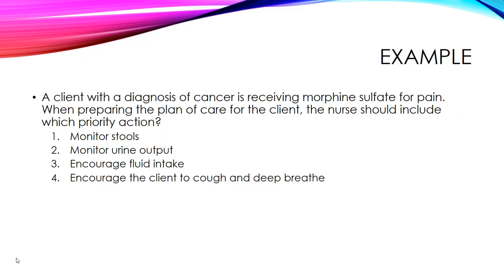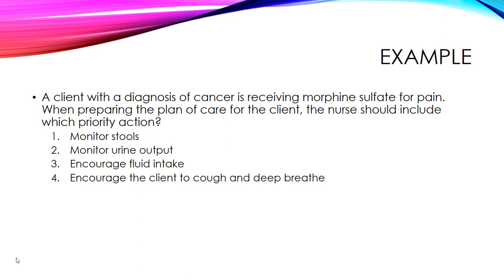So in this next example, we're going to talk about using ABC technique as a priority. So in this question, a client with a diagnosis of cancer is receiving morphine sulfate for pain. When preparing the plan of care for the client, the nurse should include which priority action.